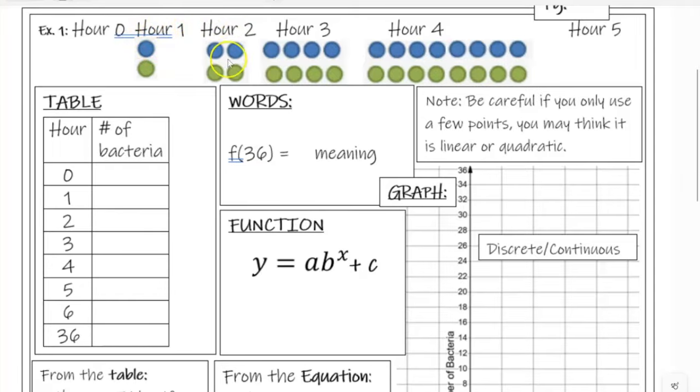What is our 1? What's our 2? What's our 3? What's our 4? Can you then tell me what's our 5? And you can just use dots to make this easier. Can you also tell me what is our 0?